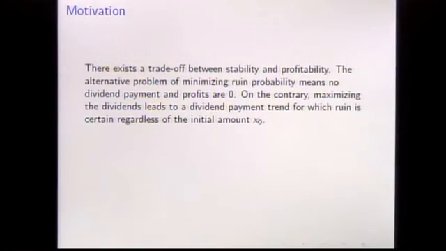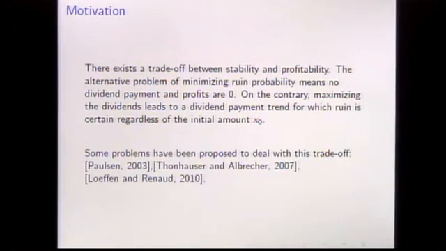What is the motivation for imposing this constraint? There is a trade-off between the stability of the company and the profitability of the company. If we want to minimize, for example, the ruin probability, that leads to not paying any dividend. But if we maximize the dividend payments, then we will have certain ruin. So the idea is to balance this trade-off by imposing a constraint.